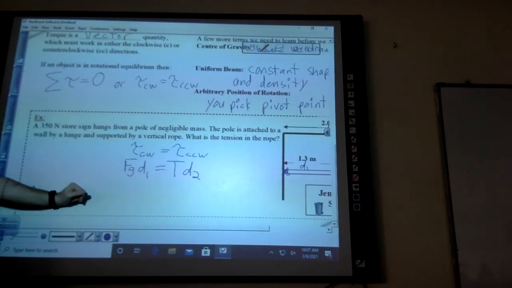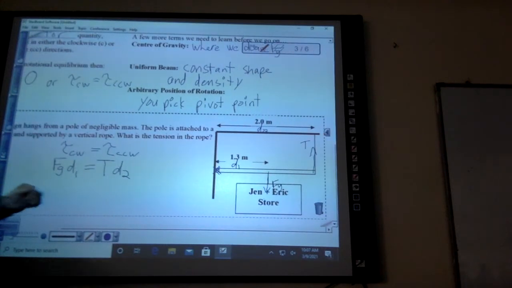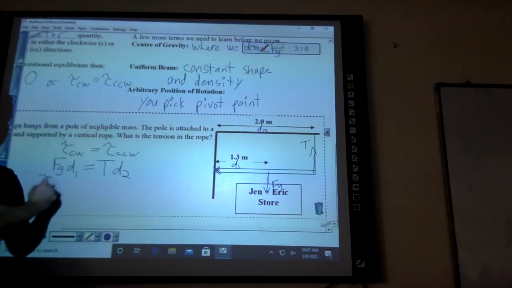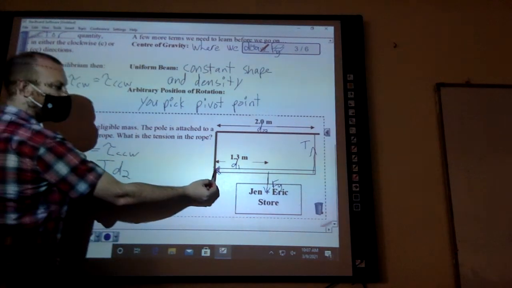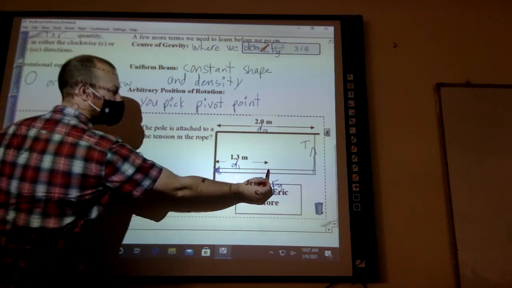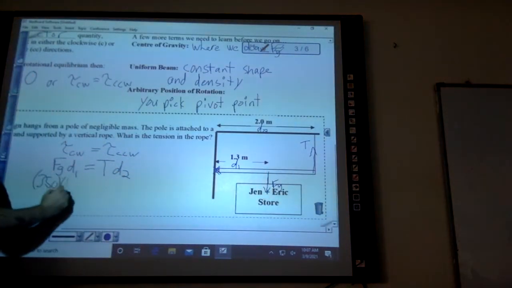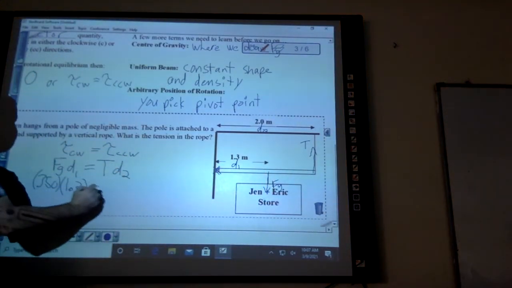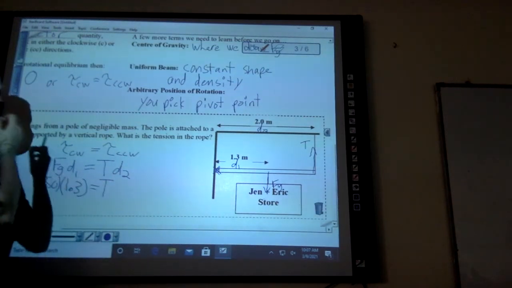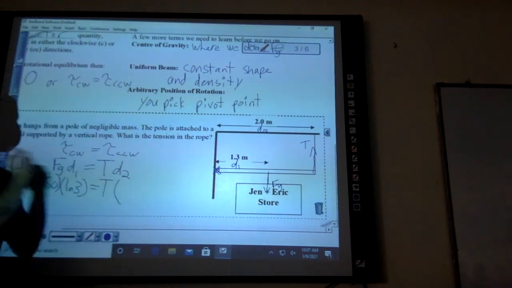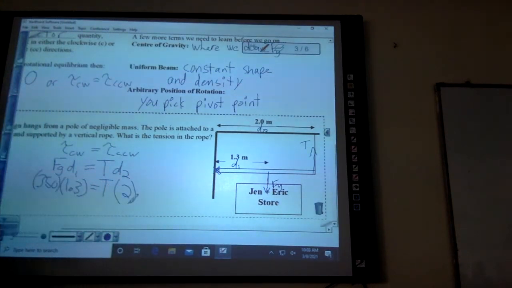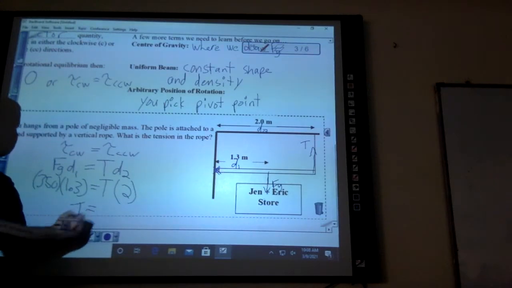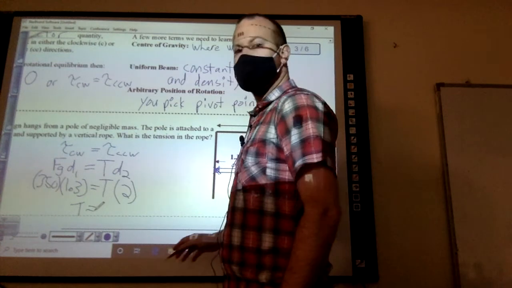Are we told the newtons of the sine? Perfect. So I don't even need to calculate that. Distance to that point, so here's my pivot. Distance to this force is 1.3 equals tension, which is what I'm looking for. And the distance to my tension force from the pivot point is 2. So from here you can calculate it. I found my set of notes, so I'm just going to look at that.